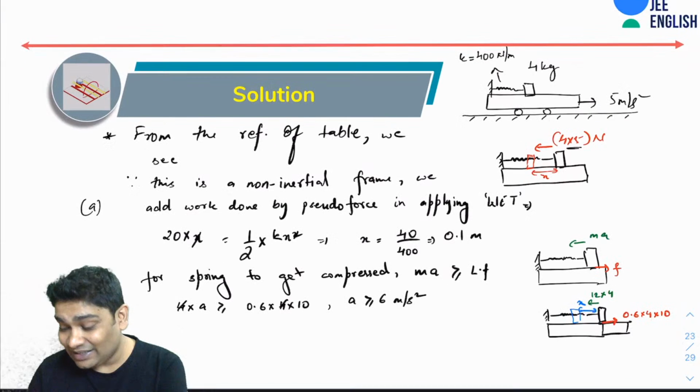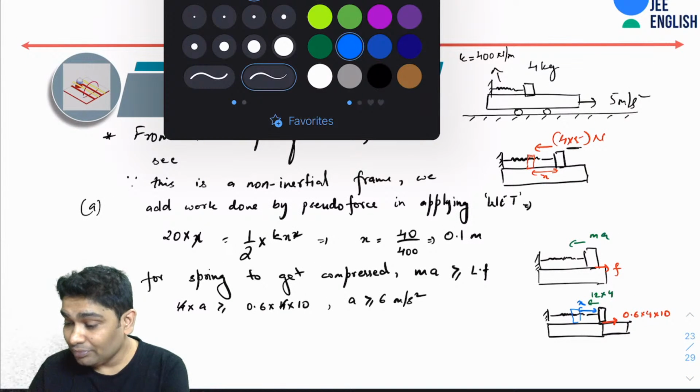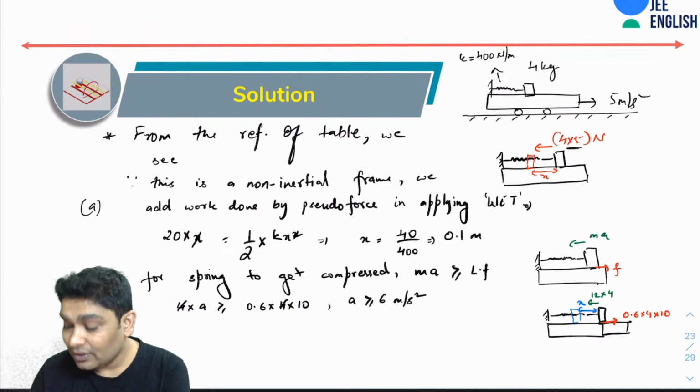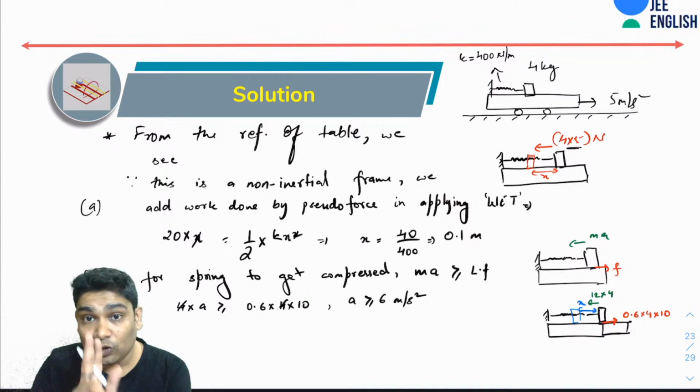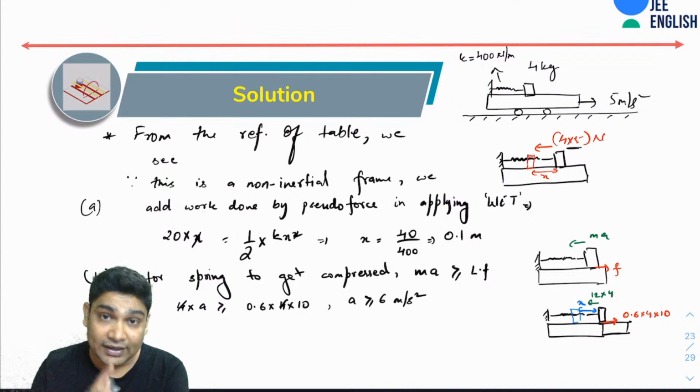So now in case number 3, in part C, if the maximum compression is x, while it is displaced by x, there is work done by two forces. The pseudo force is doing positive work, and the friction is doing negative work.